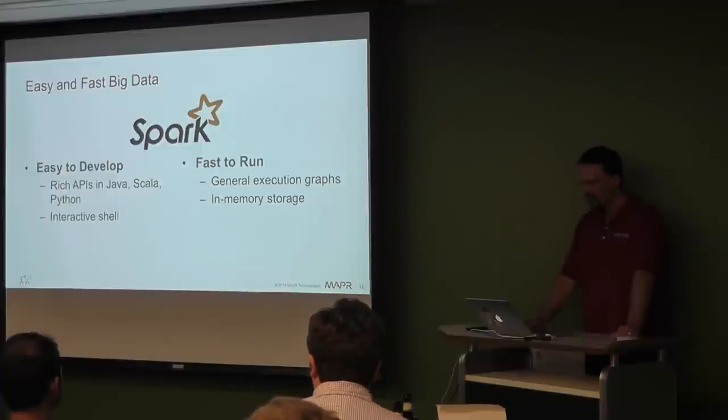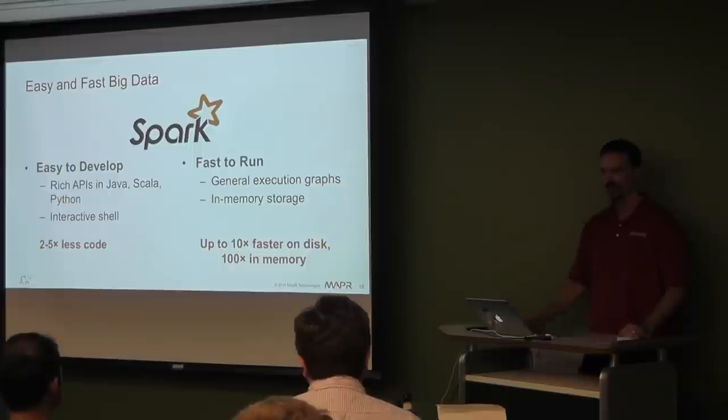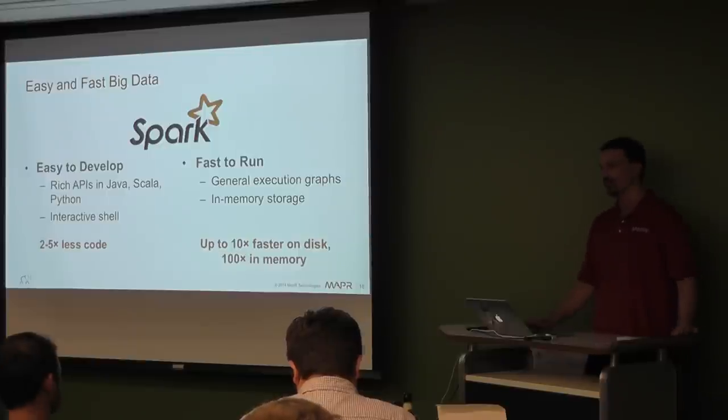So, why is Spark fast to run? It has general execution graphs and in-memory storage. So, less code, faster on disk, 100 times faster in memory. You get to pick and choose when you cache things, and you can tell it where to put it if you want to cache it. So you've got the opportunity to optimize in different ways.